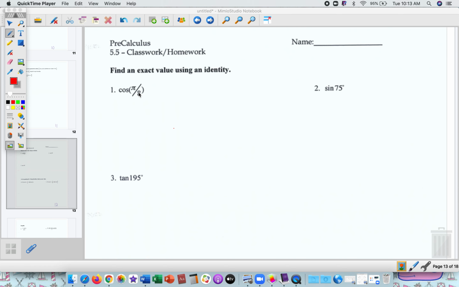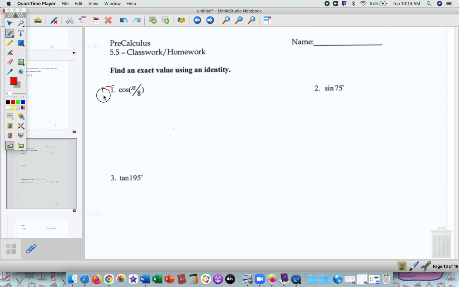If we look at the first problem, it says cosine of pi over 8. Well, pi over 8 is a value that's not on the unit circle, so we're going to need to use our identities. If we convert this to degrees, pi over 8 times 180 degrees over pi ends up equaling 22.5 degrees.